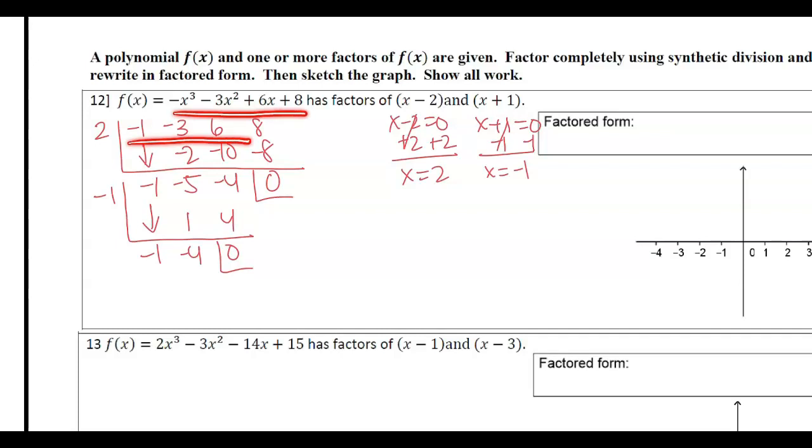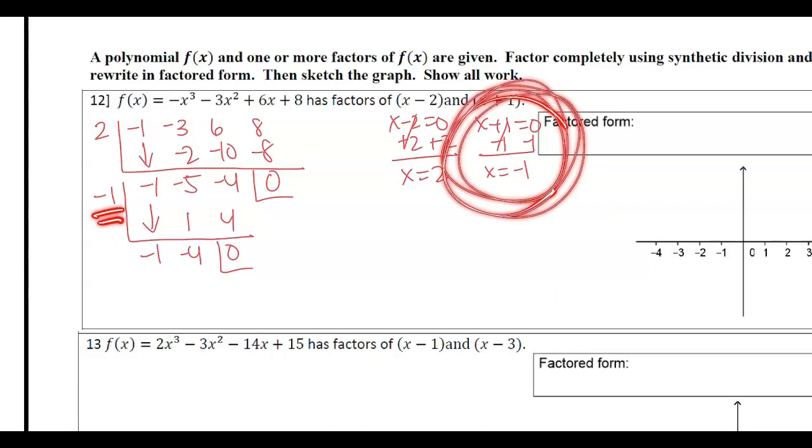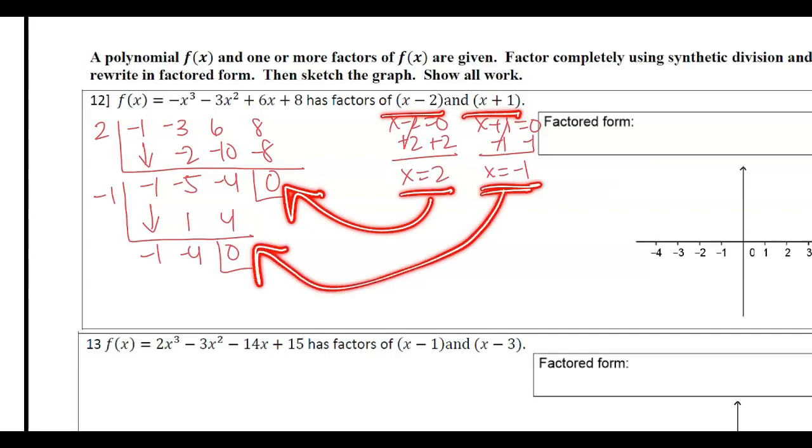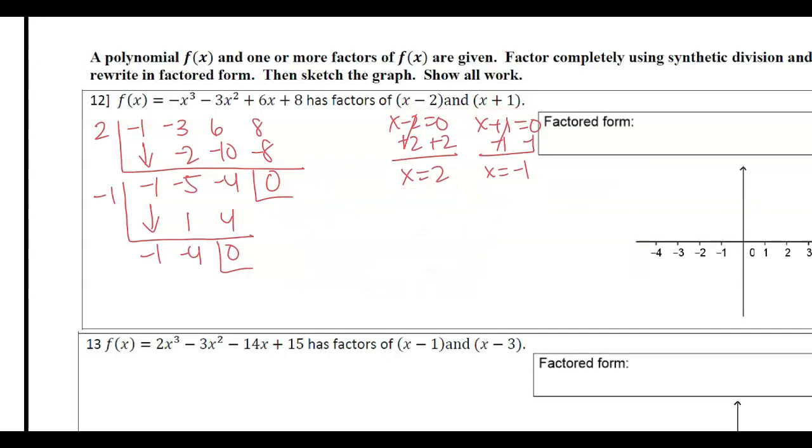Right up here, I recopied this. This is a -1. I just recopied it here. Yeah, especially when it says both of these are factors, that means that when you do the synthetic division, the remainder should be 0. When you do synthetic division for this, the remainder should be 0 as well. It would still work. If you put -1 here and 2 here, you would get the exact same answer.